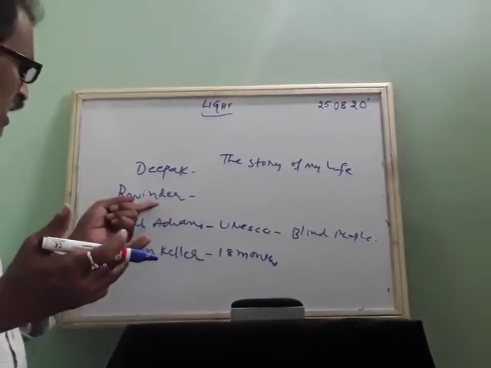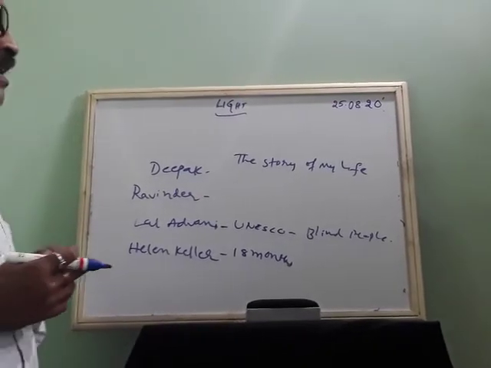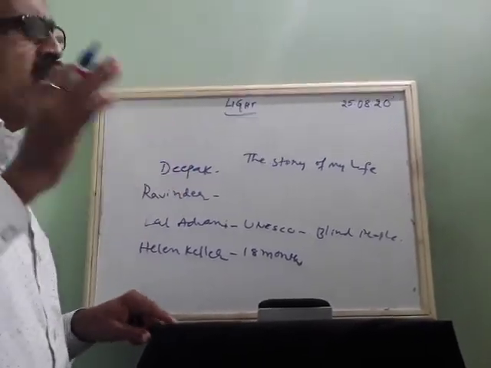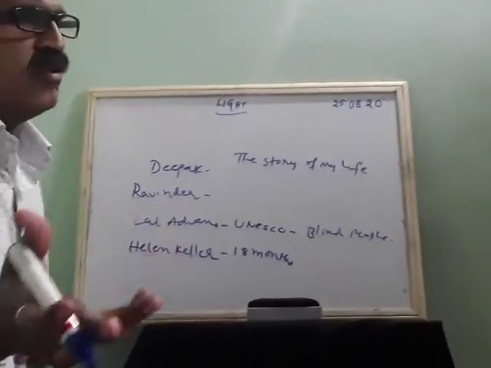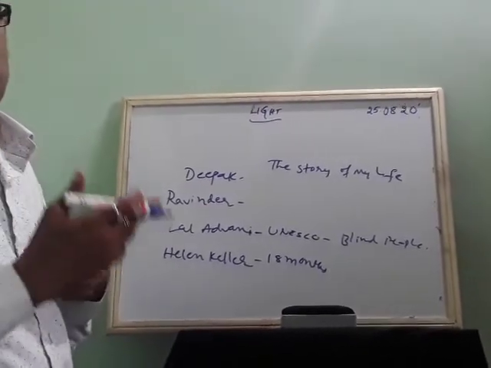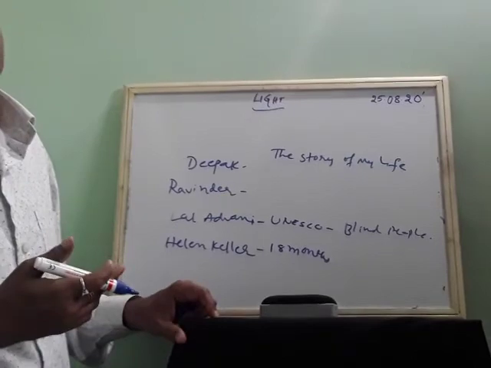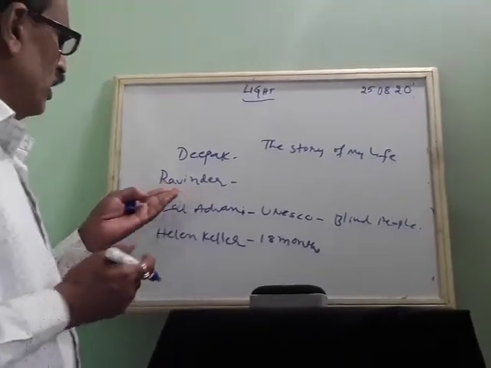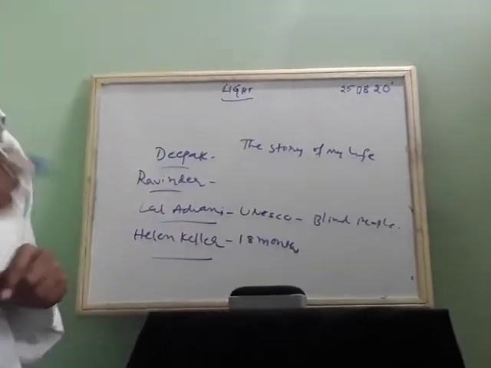And Ravindra Jain is a singer, musician, and composer who is blind, but still he has got awards in music, like national awards. Okay. So in this way, these are achievers even though they are blind.